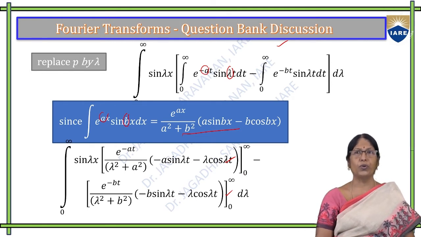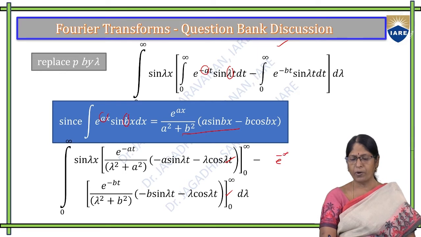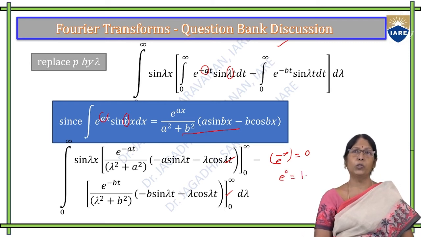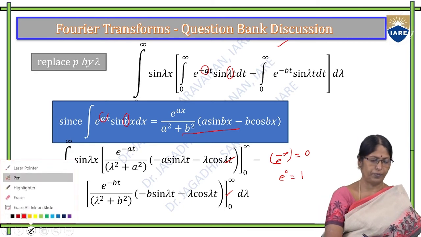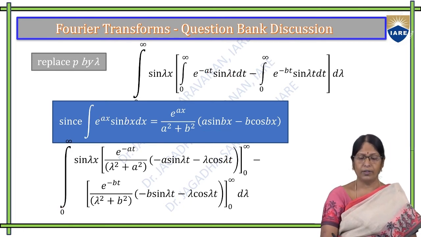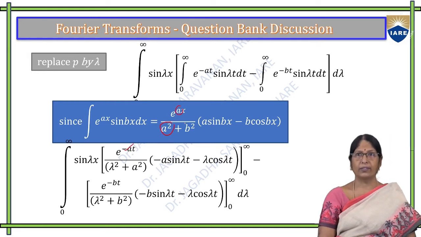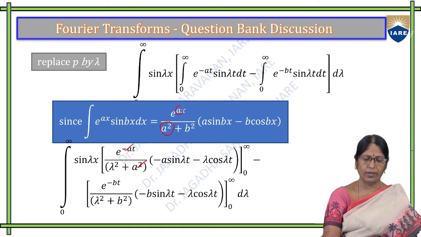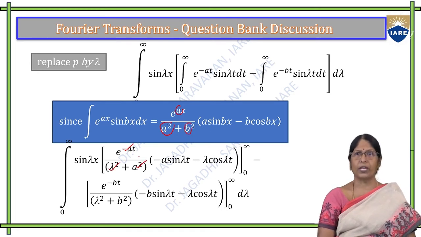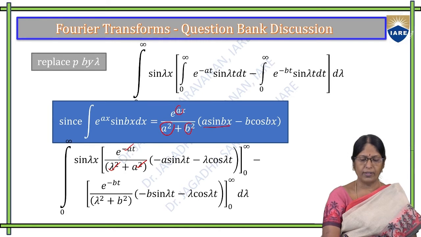So now, 0 to infinity, this is upper limit minus lower limit. Here we have to remember e power minus infinity, the value is 0, and e power 0, the value is 1. This point we have to keep in our mind. So here we replaced it, minus a. Here also, minus a the whole square, a square. Our b is lambda, so lambda square.